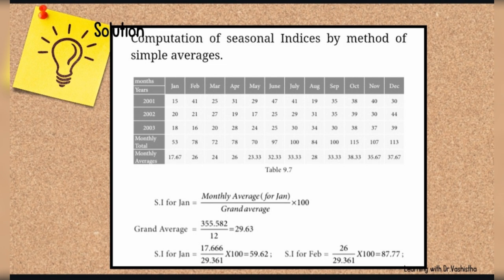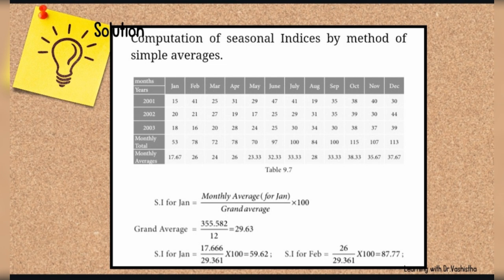And the number of months are 12, of course. So the grand average first of all comes out to be 355 upon 582 divided by 12, which comes out to be approximately equal to 29.63. Now with the help of this grand average, where we already know the monthly average for January, we'll find out the seasonal index for January, which you can already see in the calculation.